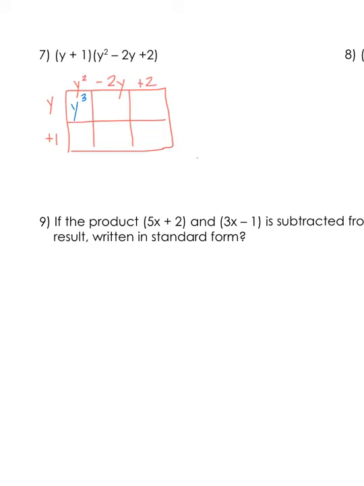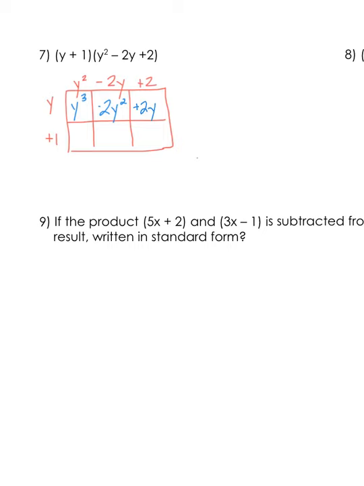Row leader is y, column leader is negative 2y. Again, multiply the coefficients, we get negative 2. Keep the base y, add the exponents. Since they both have a 1, we get y to the second power. Final box on our top row of our area model is going to be a positive 2y. When we have a number multiplied by a variable, we represent that product by making that number our new coefficient for y. 2 times 1 is 2y.